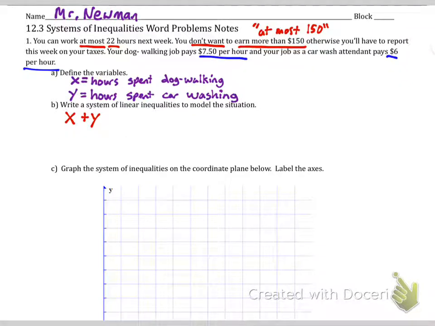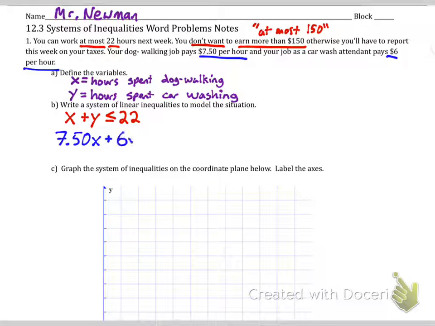So those two variables can be at most 22 hours, right? If we add them together, you can't work more than 22 hours. So the way we're going to say that is X plus Y must be less than or equal to 22. Notice that at most includes 22. You could work 22 hours. That's why we need to have the or equal to. But you cannot be more than, so less than or equal to 22.